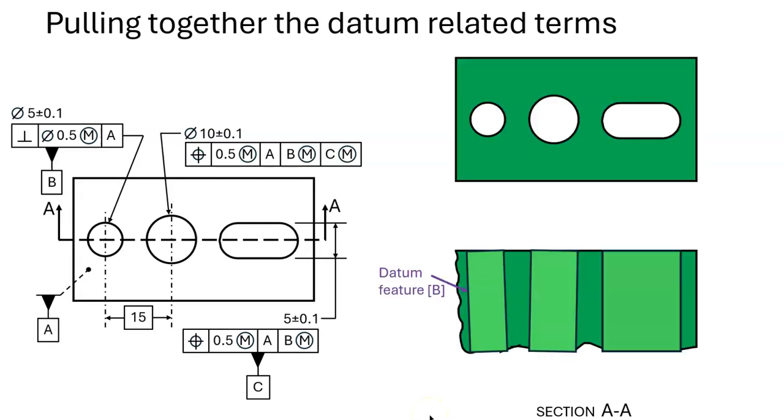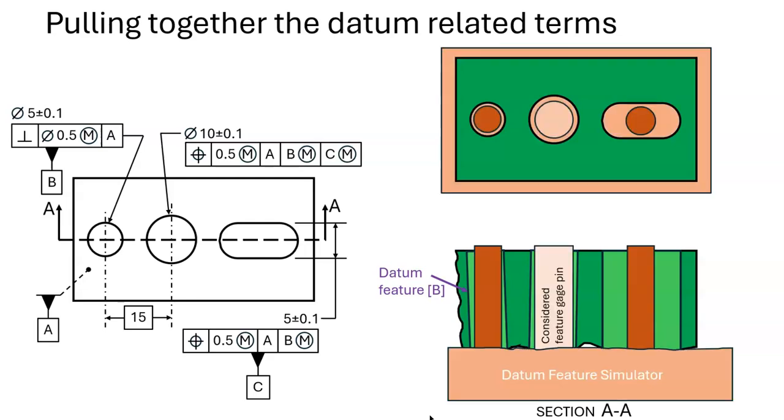We will focus on datum feature B. Datum feature B is an imperfect hole. It is theoretically perpendicular to datum feature A, but it will never be exactly perpendicular to datum feature A. To make a measurement, we place datum feature A on the surface of the datum feature simulator. A gauge pin, which is imperfect, but almost perfect, protrudes through datum feature B. Another gauge pin protrudes through datum feature C.